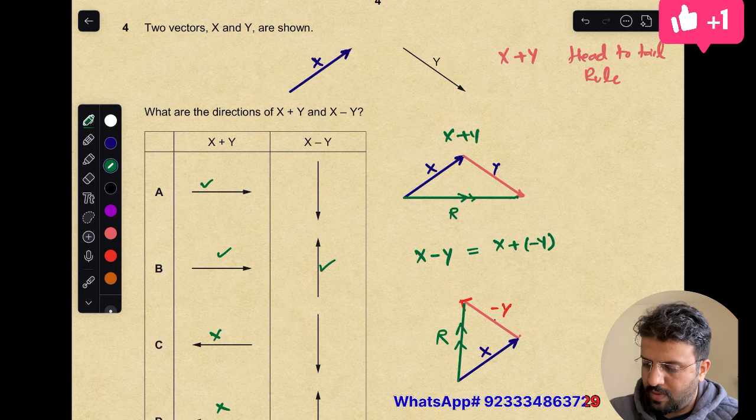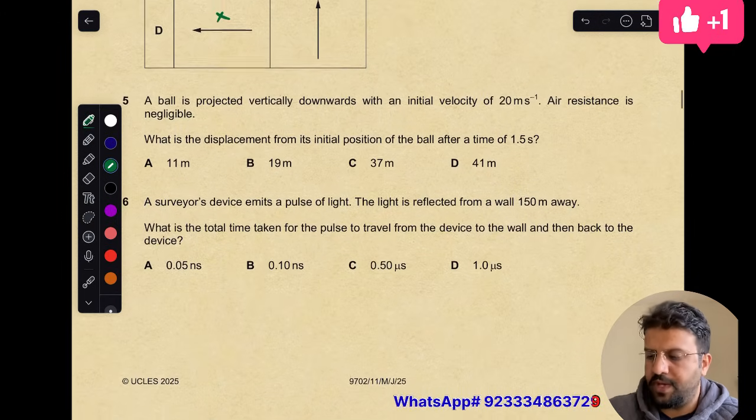So it's option B that is correct. This is how we can solve this.